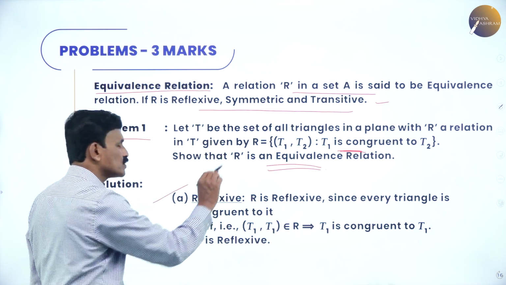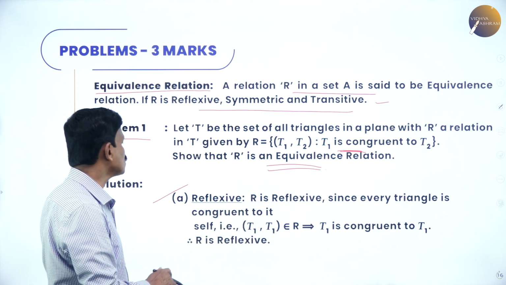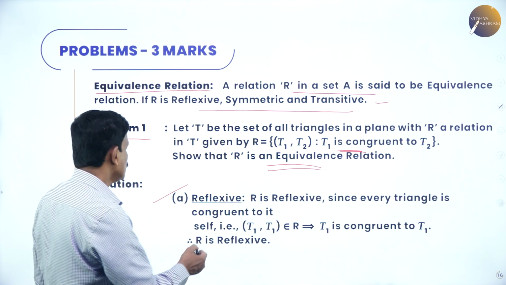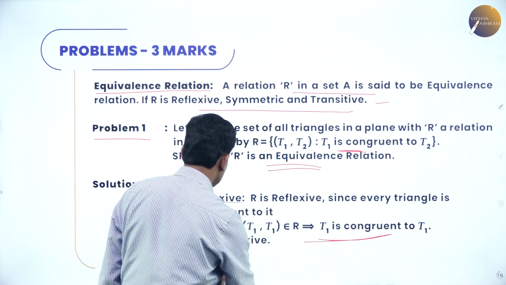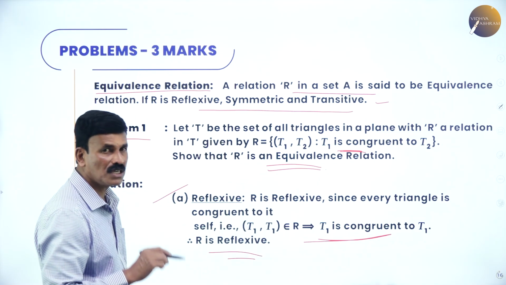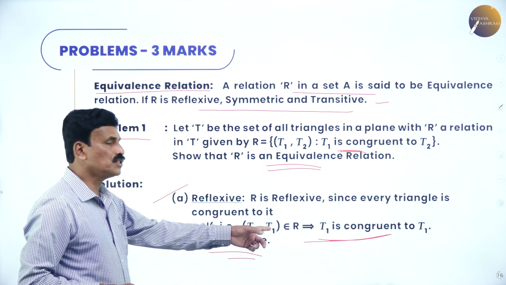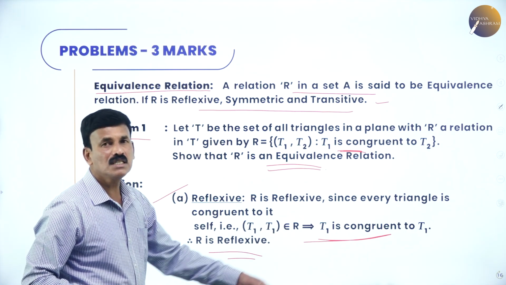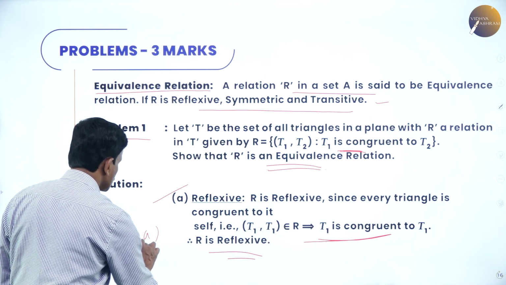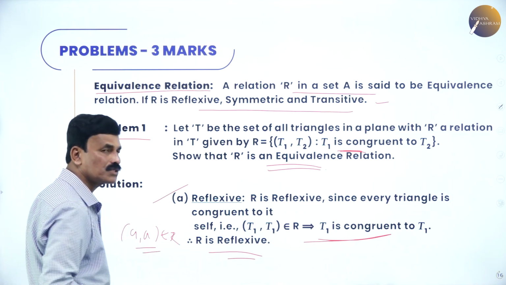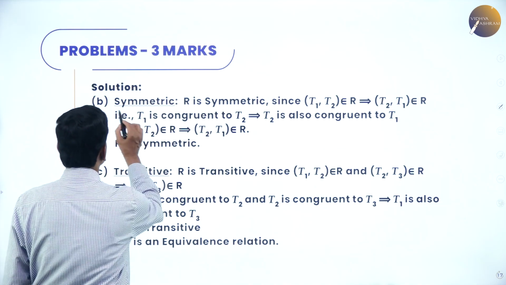Let me explain the reflexive property. What is reflexive? R is reflexive since every triangle is congruent to itself, because T1 comma T2 belongs to R means T1 is congruent to T1. Therefore, R is reflexive. Every triangle is congruent to itself. That means the condition A comma A belongs to R is satisfied. Therefore, this is reflexive.